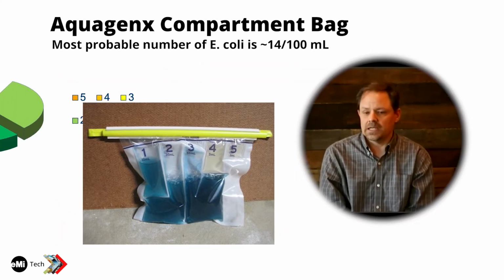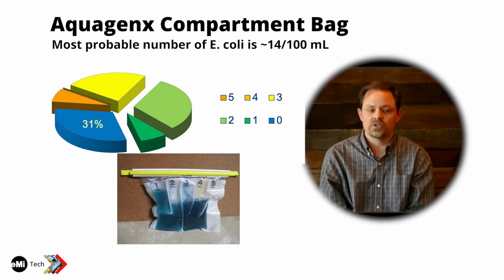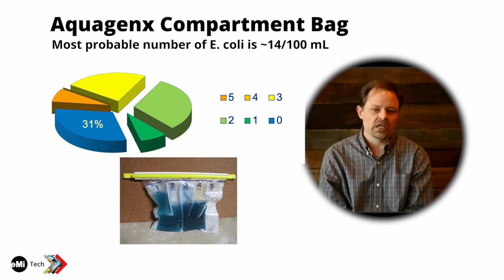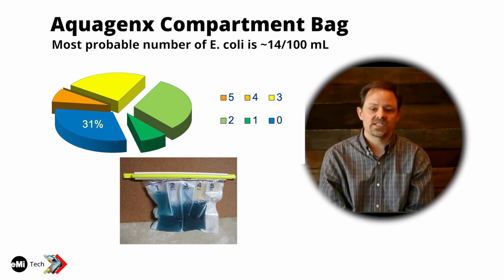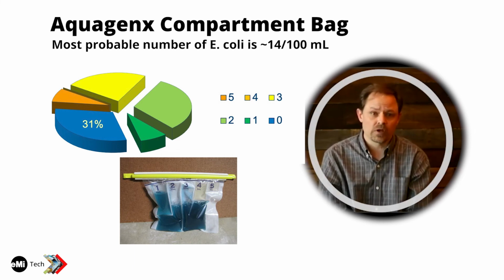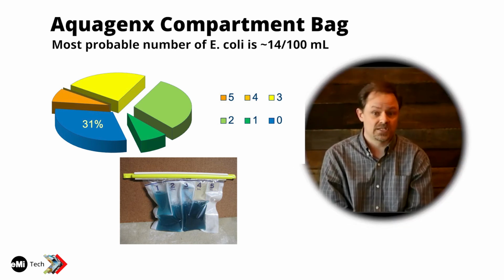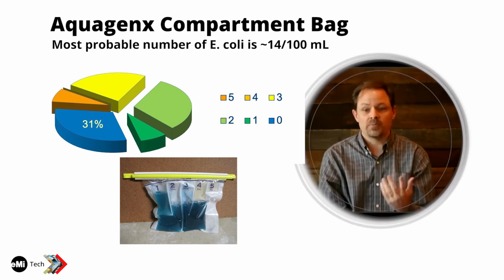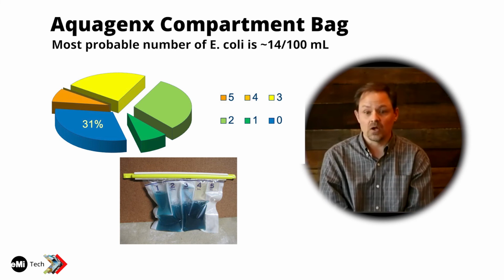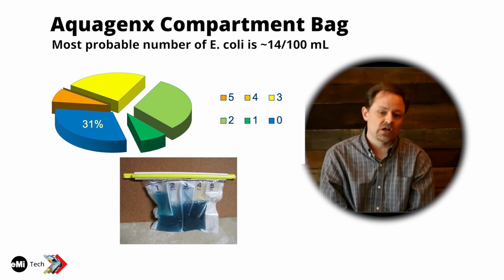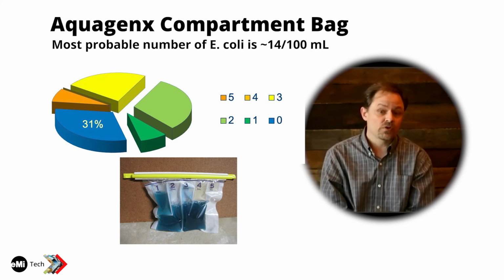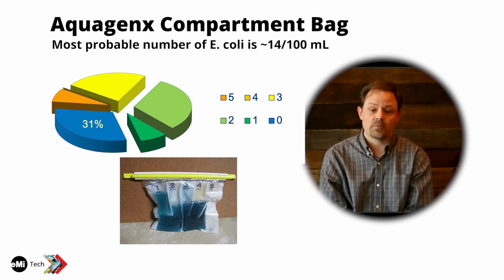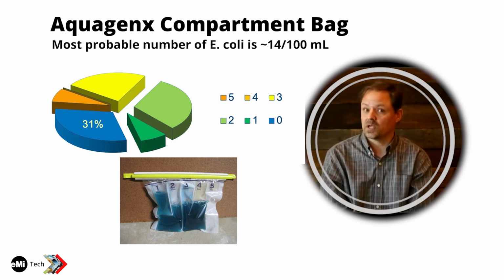Now, what's interesting is this pie chart shows the breakdown of results that we got from all the Aquagenix tests that we performed. And specifically, it's showing you the number of compartments that showed the presence of E. coli. So my particular result fell into the yellow wedge with 3 compartments. But what's interesting is you can see a fair number came up with 2 compartments. And actually, 31% of the tests came up with no compartments showing the presence of E.